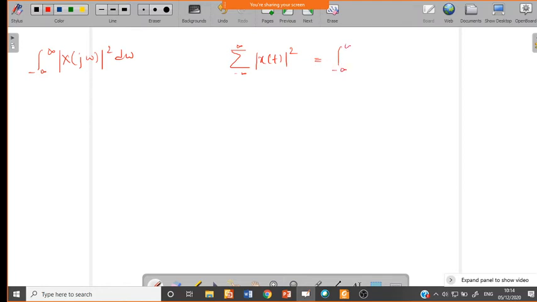Equal to, the integral from minus infinity to plus infinity of x of t whole square, which is equal to the integral of x of j omega square into d omega, and this is equal to 1 over 2 pi.